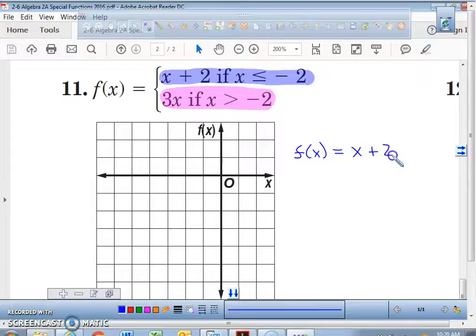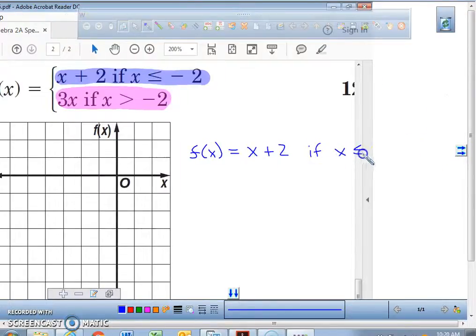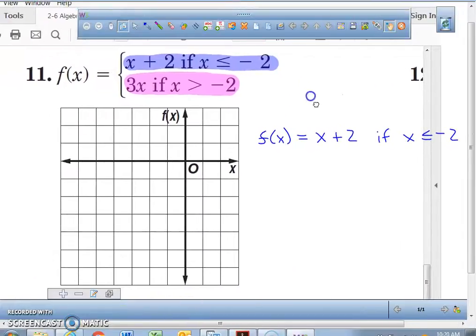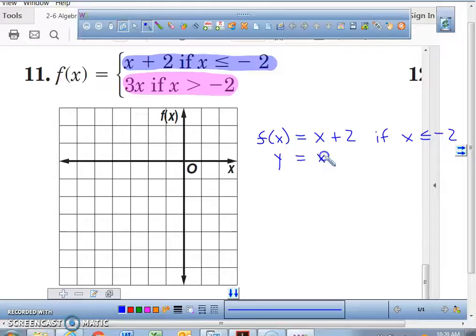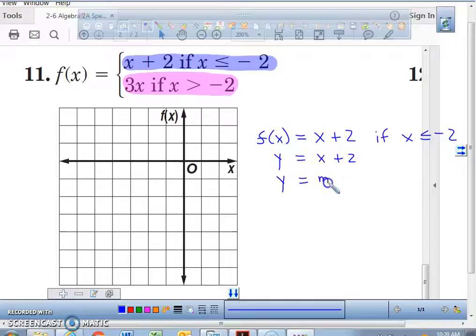So the first function we're going to graph is f of x equals x plus 2, but we're only graphing the portion where x is less than or equal to negative 2. Now when you guys are doing this, it's not difficult. All you got to realize is this is the same as y equals x plus 2, which is in the form of y equals mx plus b. So you should be able to recognize that it has a slope and it has a y-intercept.